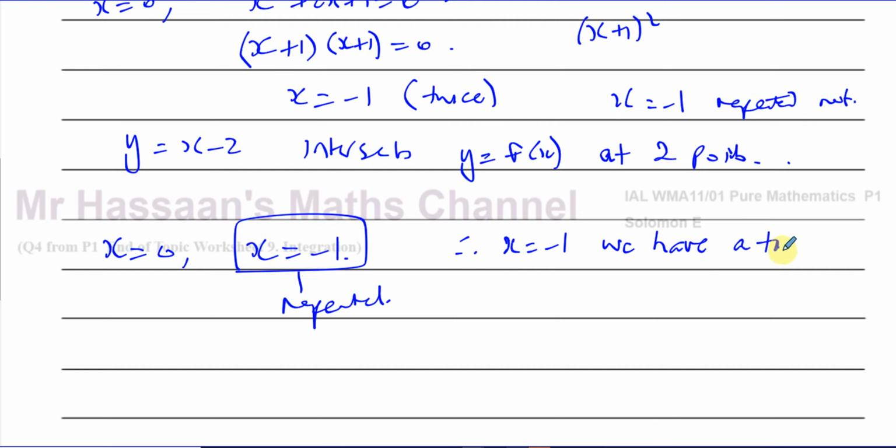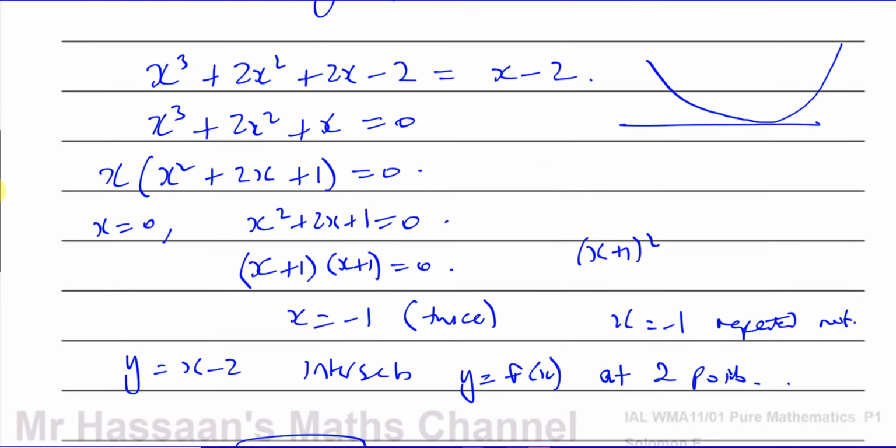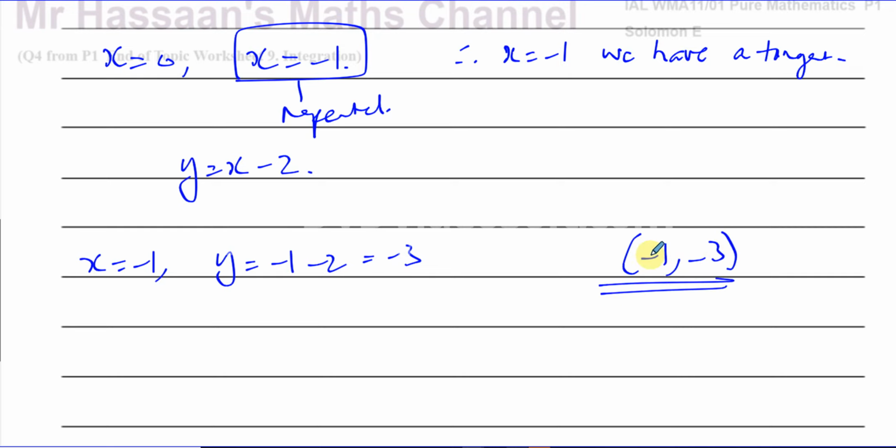Okay, so that shows that it's a tangent at that point, and it says find the coordinates of that point of contact. So we know that that's the point where y equals x minus 2. So when x equals minus 1, y is equal to minus 1 minus 2, which is minus 3. So we can say that's the point (minus 1, minus 3). That's one way of solving this question, which is perfectly good. It's a nice way, right?